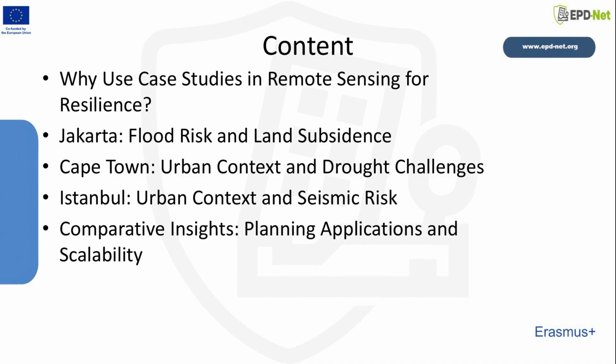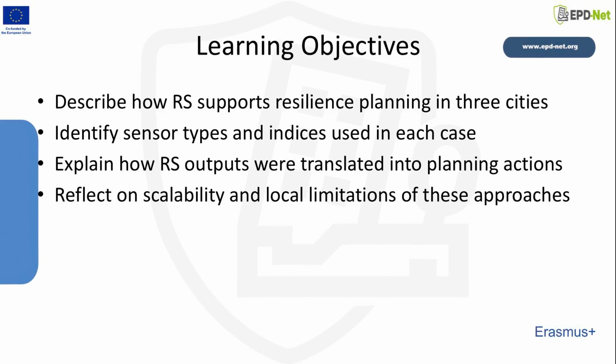The session concludes with comparative insights that highlight similarities and differences in sensor choices, analysis methods and planning applications, and draws cross-cutting lessons about scalability, local limitations and stakeholder engagement. The learning objectives clarify the expected outcomes of this case-based lesson. After completing the topic, students should be able to describe, in concrete terms, how remote sensing was employed to address resilience challenges in Jakarta, Cape Town and Istanbul, including the hazards of interest and the planning questions being answered.